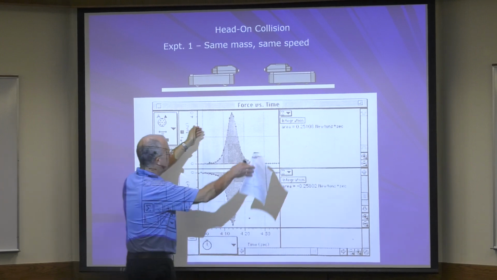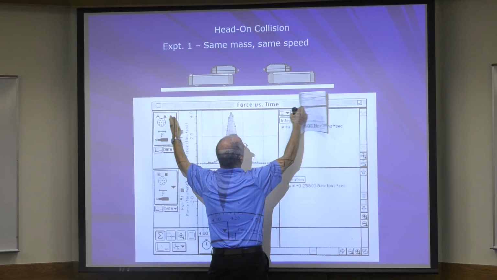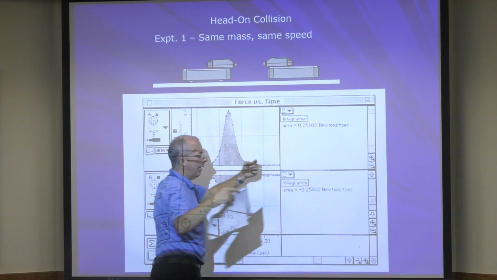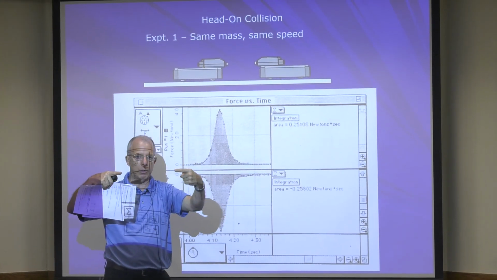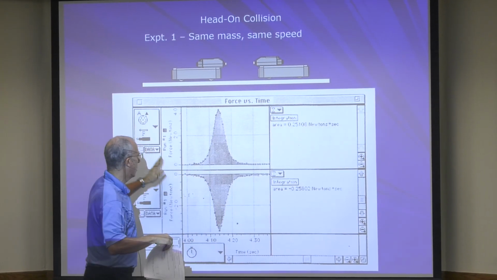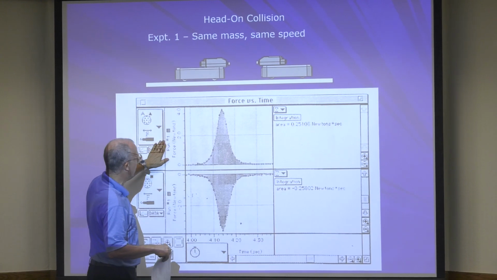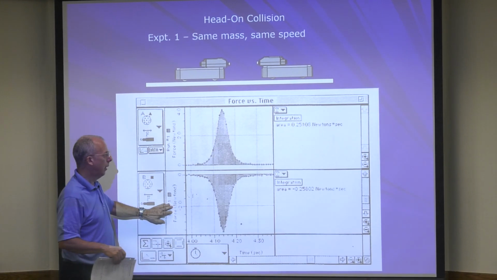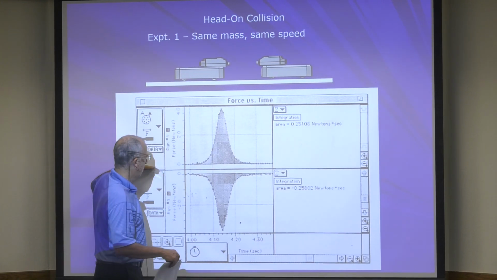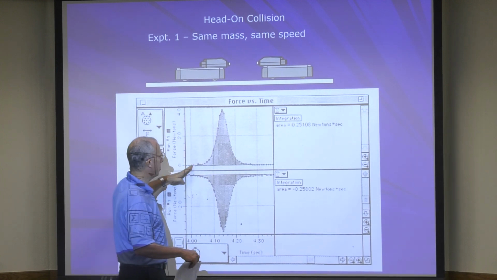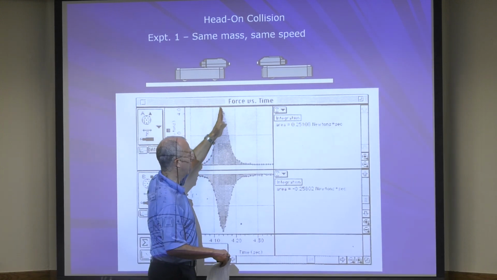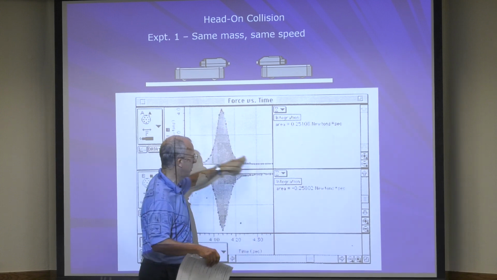So we push them together slowly. As they approach each other, there's magnetic repulsion. This is the force on 1, this is the force on 2. And what do you see? Here they're far apart, then they get closer and the force gets larger, then they move apart and the force decreases.